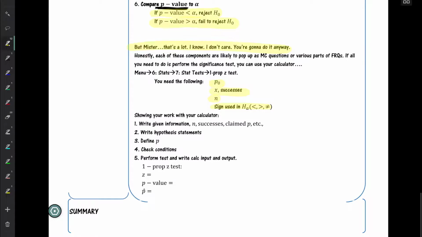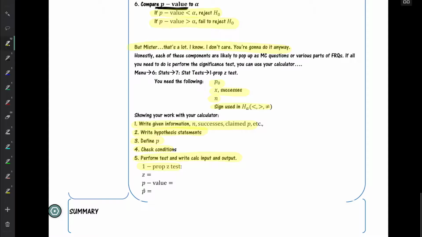But basically what you need to do here is still show your work. You need to write out that given information in step 1. You need to write out your hypothesis statements that we saw in step 2. You need to make sure that you define what P is, the true proportion of parents that are in favor of this idea. You need to check all those conditions for inference: 10%, random, and LCC. Then you need to perform your test and write out your output. That includes your one prop z test. That's the name of the test, one proportion that we are looking at, and it's a z test because the z is our test statistic. We write down what that test statistic was, the p-value, and your p hat.